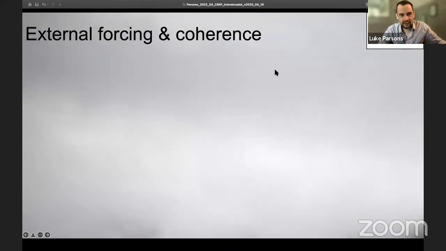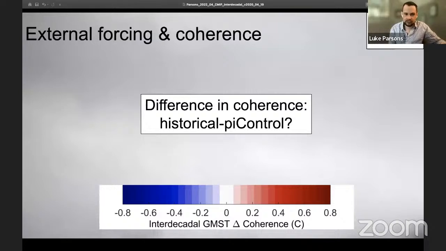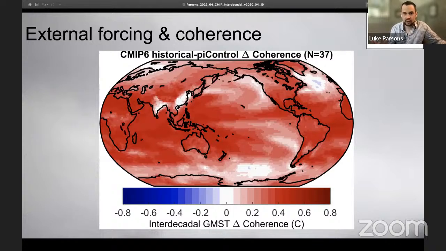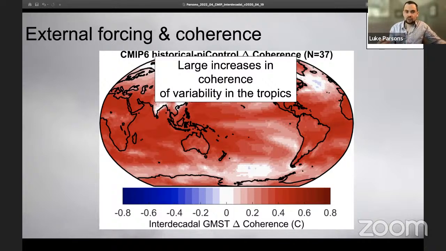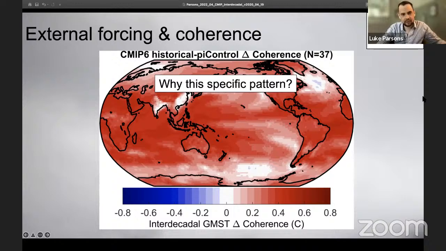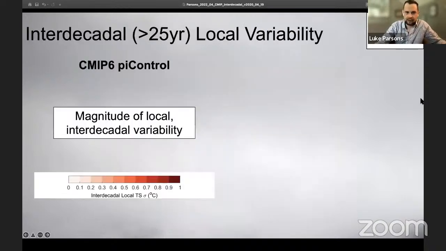So let's take a closer look at these coherence patterns in the climate models that are externally forced versus internal climate variability. So we'll look at a multi-model mean difference coherence map. We take the historical run coherence map and subtract the control run coherence map, where red indicates more local coherence with global mean in the historical runs versus in the control runs. So you basically can see that there's a large increase in coherence of variability at these longer timescales all across the tropics. And what we wanted to know, though, was, why the heck do we see this specific pattern?